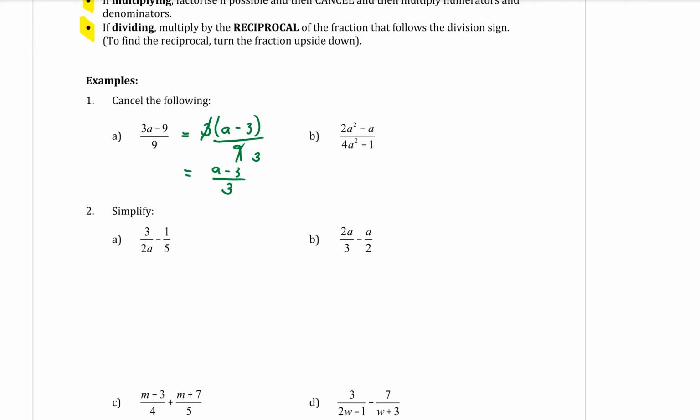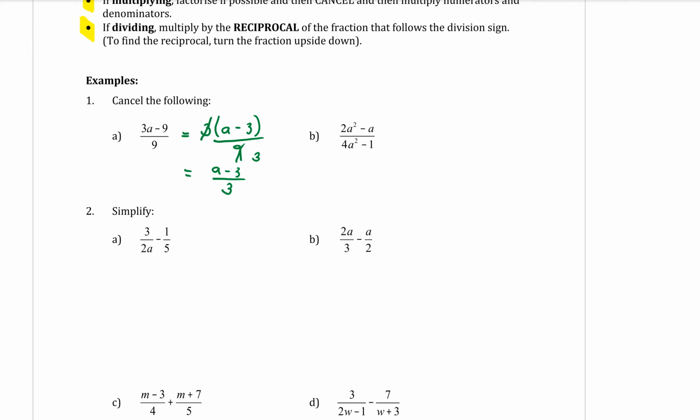B. Same thing, just some more factorizing in there. So let's have a look. On the top, we have two terms. We have a minus sign there, and you have a squared there, so it could be tempting to think that that's like a difference of two squares, but we can't. All I can do is take out a common factor. I can't square root that a, not nicely anyway.